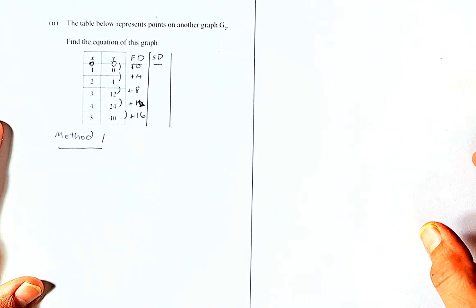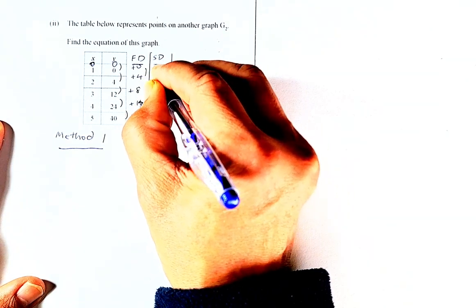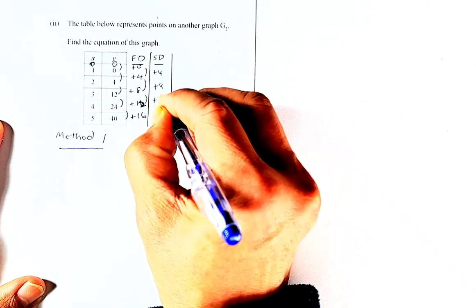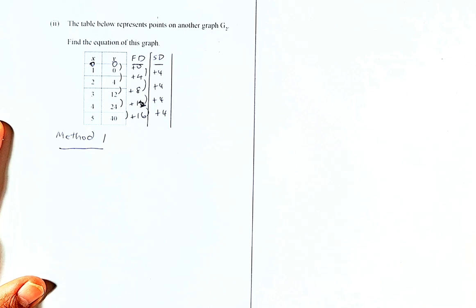Once you know that y is 0, we're going to find the second difference. So 0 to 4 is plus 4, 4 to 8 is plus 4, 8 to 12 is plus 4, 12 to 16 is plus 4. If the second difference is all the same number, then we know that this is a quadratic, finding the equation of a quadratic graph.